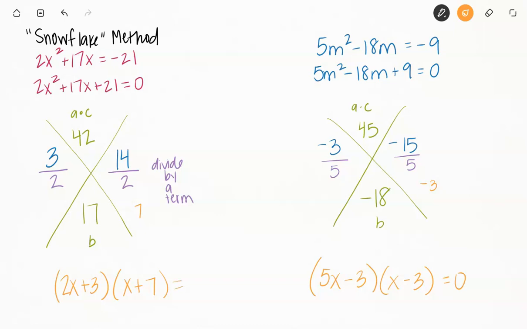These are both equal to 0. So you could finish solving. x equals 3/5. x equals 3. So that is the snowflake, quote unquote, method. Sometimes it's also called bottoms up, just different ways of doing it. So this is another method that you can use to factor if you would like.